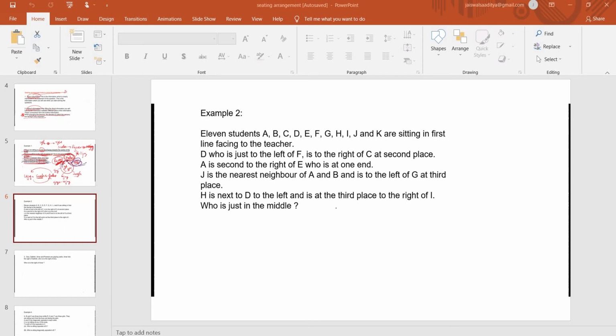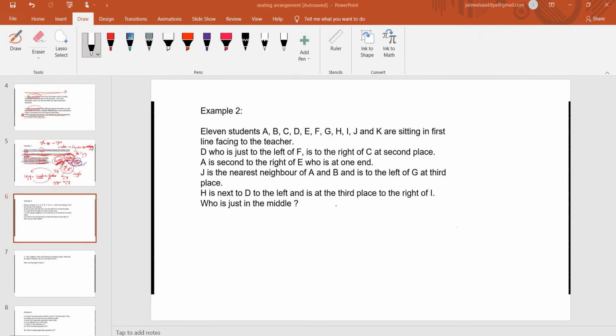Hello students, welcome back. Today is the third lecture of seating arrangement. So today we will discuss some more problems on seating arrangement. So let's start. Here's example number 2.